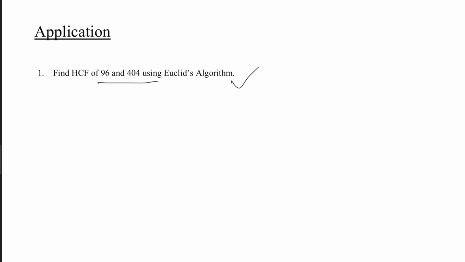How can you find this? Step 1: 404 is equal to 96 multiply 4 plus 20. Do this algorithm until the remainder becomes 0, and the divisor in the step in which the remainder is 0 is considered as the HCF. So the first step, 404 is written as 96 multiply 4 plus 20.